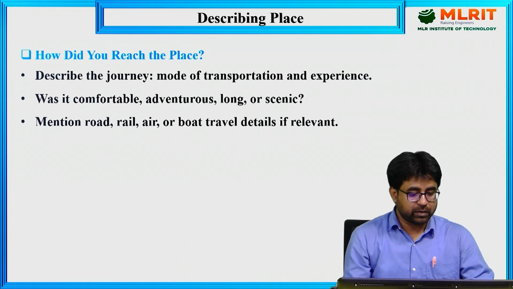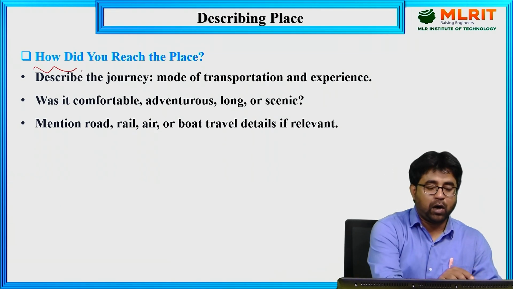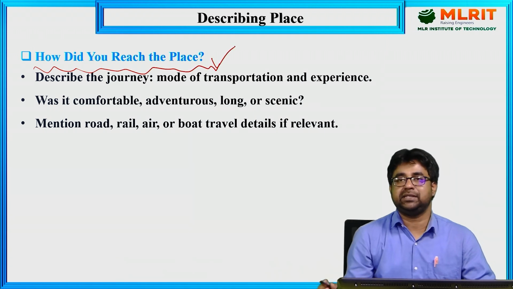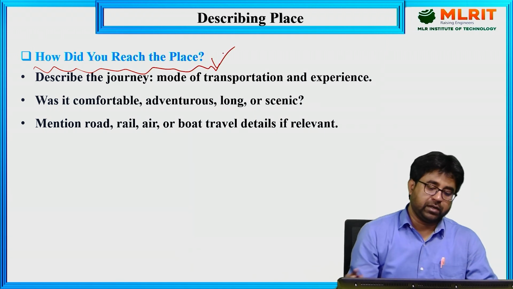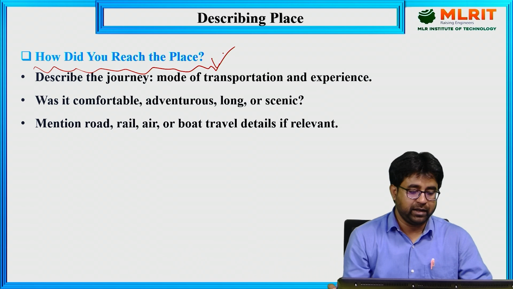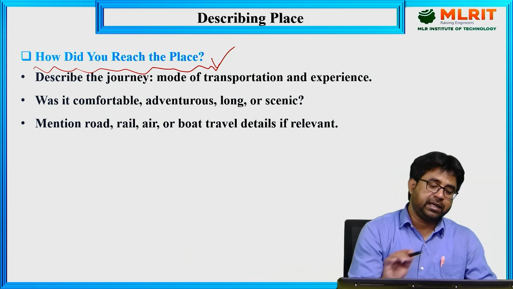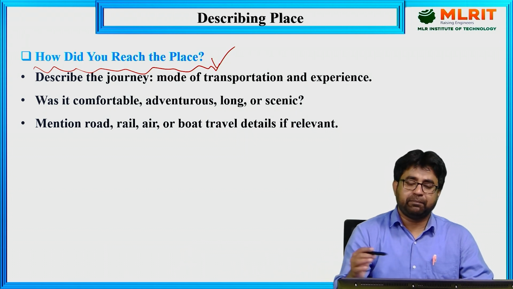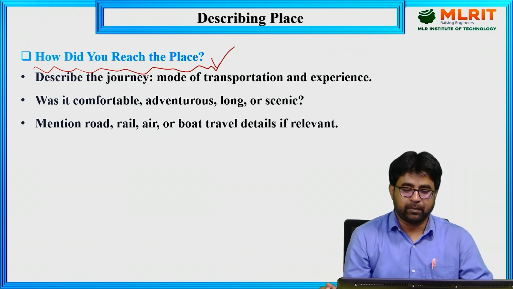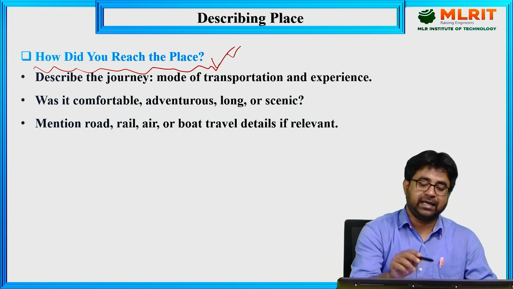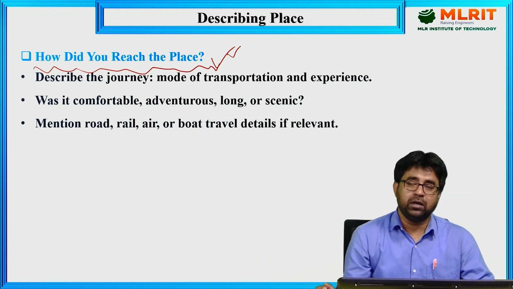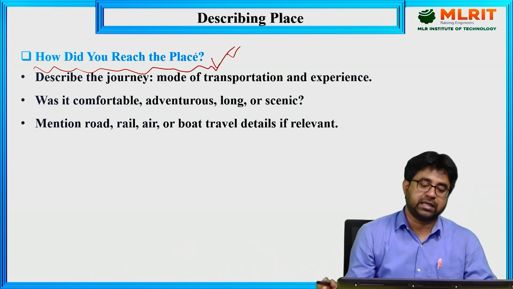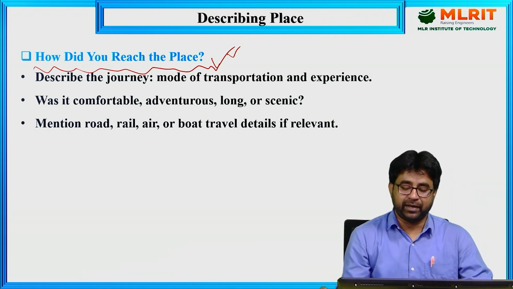Now let's move to the next part. How did you reach the place? This is also something you have to include. Here we need to understand that this portion might not be required for the description of all places. It depends on which kind of place you have gone to or are going to describe. Let's say you are going to a tourist spot; obviously you can talk about how you reached the place, even inside a city.